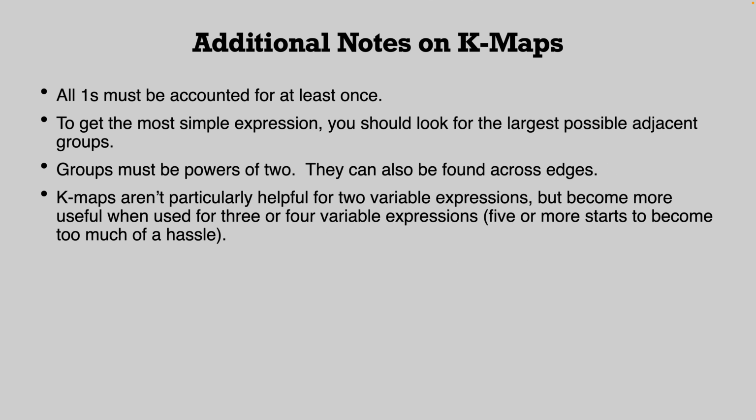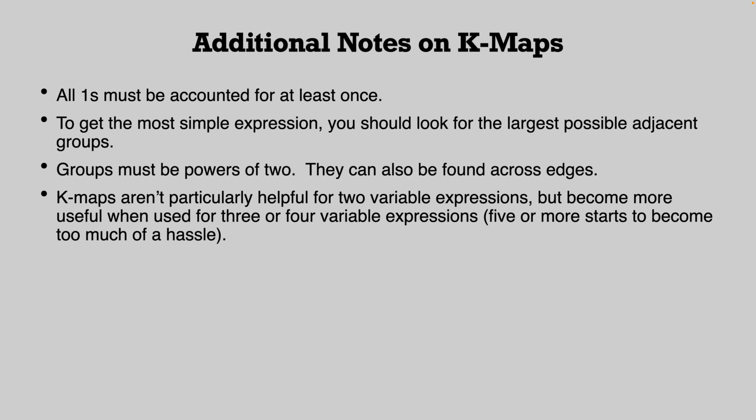Some additional notes on K-maps which you want to know: all the ones in the K-map must be accounted for at least once. They can be accounted for more than once, depending on how you group it, but at least once. To get the simplest expression, you should look for the largest possible adjacent groups. However, those groups must be powers of 2. It can't be groups of 3 or 5 or whatever. And those groups can also be found across edges. So if you had a 1 on the top left corner of a K-map, and you also had a 1 at the top right corner, you could group those together, and we'll see some examples of those.